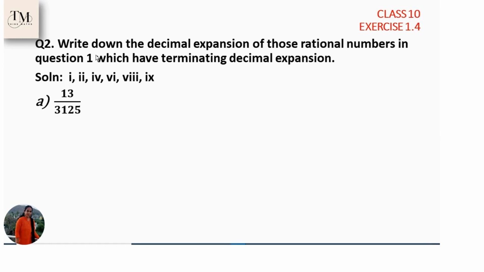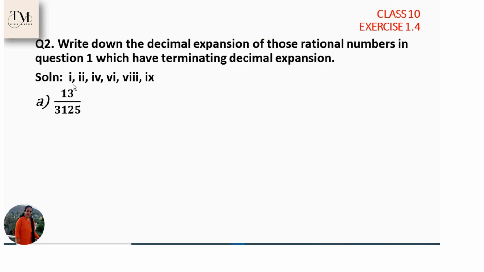Think Maths. So in this session, we are going to discuss exercise 1.4, question number 2 and 3. In the last video, we solved question 1, in which they give you a rational number, and we have to check whether the decimal expansion of this rational number is terminating or non-terminating. Question number 2 says to write down the decimal expansion of those rational numbers in question 1 which have terminating decimal expansion.